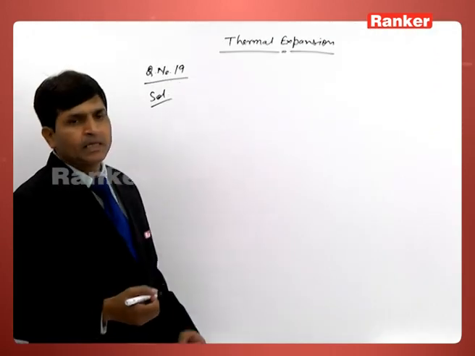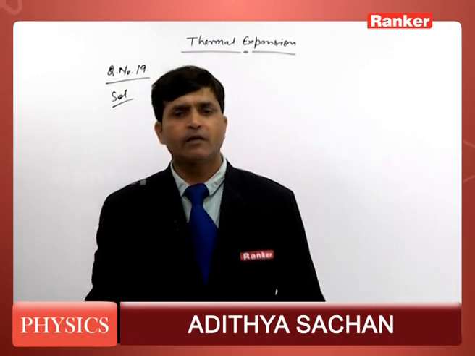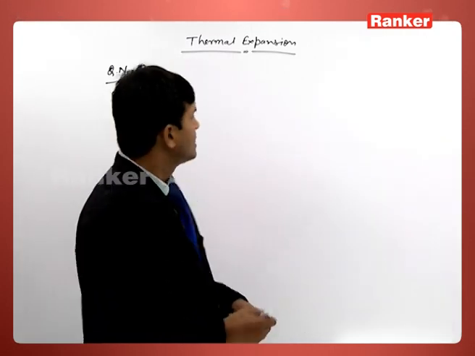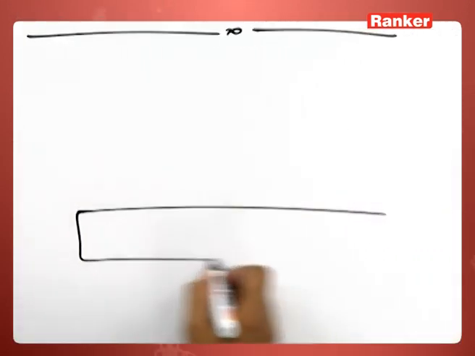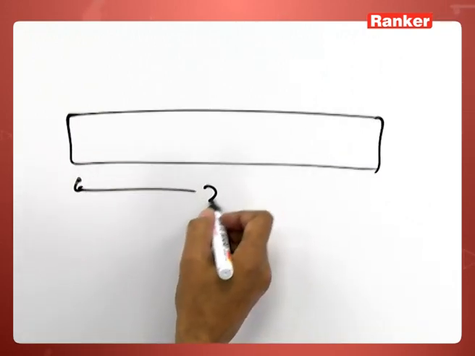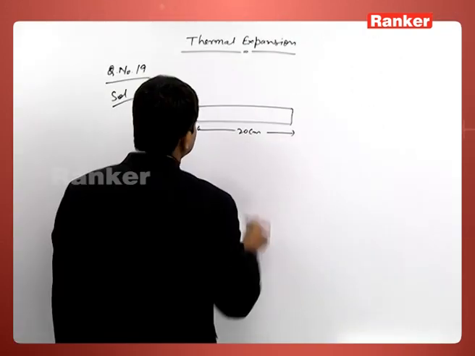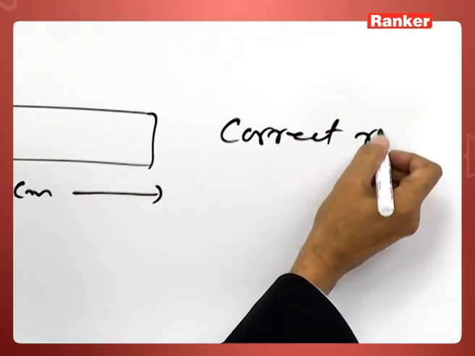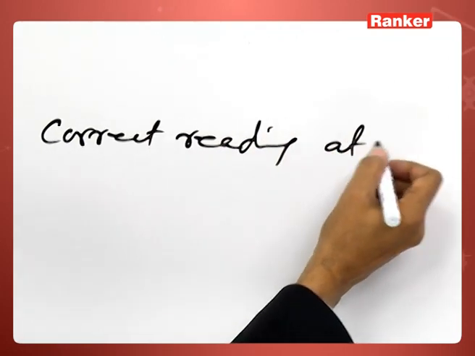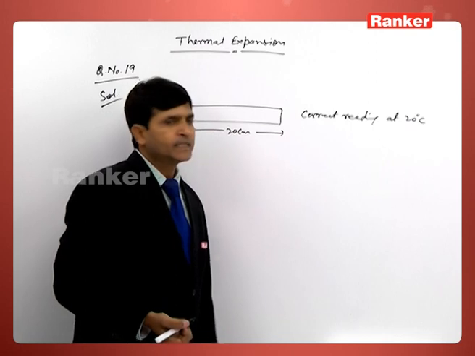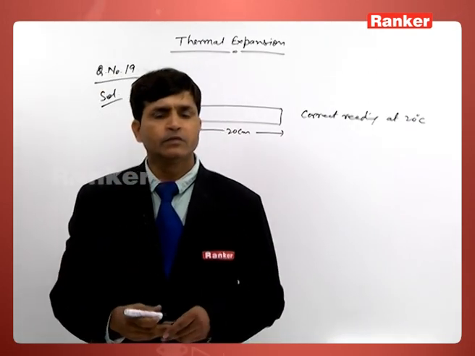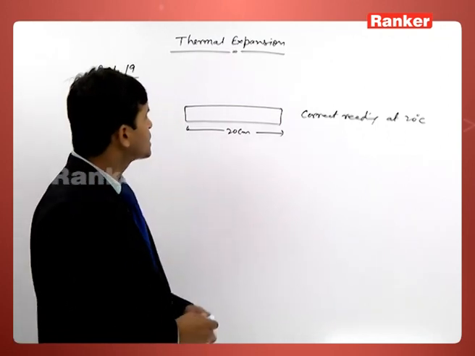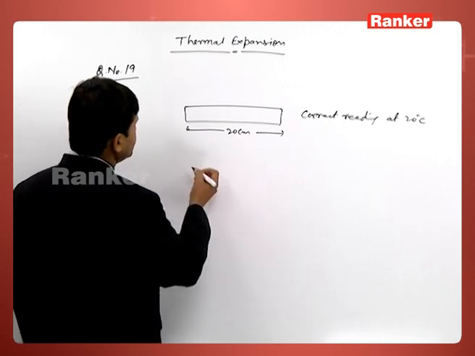It is given at 20 degrees Celsius, a steel ruler of 20 centimeter long is graduated to give correct reading. So steel scale, this is your steel scale and its length is 20 centimeter and it gives correct reading at 20 degrees Celsius. But when it is used at temperature 40 degrees Celsius, what will be the actual length of the steel scale? So actual length, they are asking the actual length.